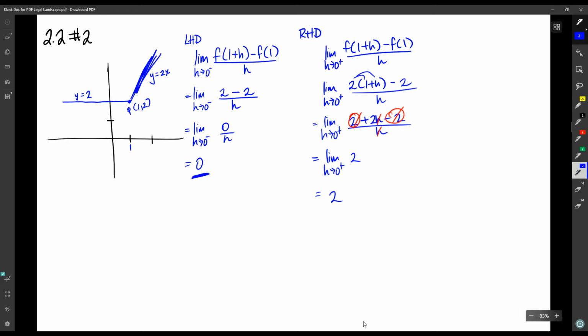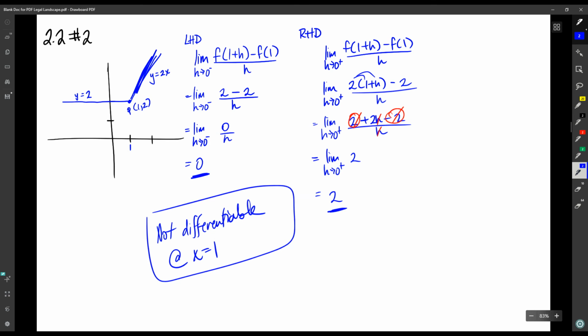If the left-hand derivative 0 and the right-hand derivative 2 are not equal, then we know for sure that we are not differentiable. We'll go ahead and write that down. Not differentiable at x equals 1. And that's everything for 2.2.